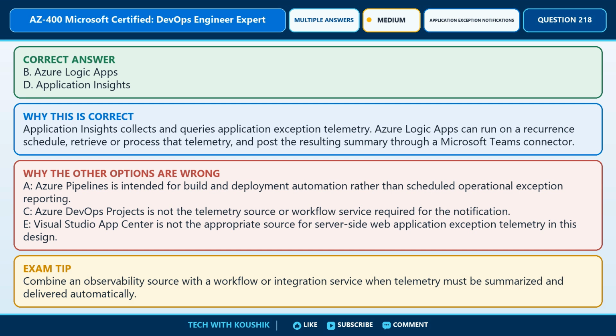A. Azure Pipelines is intended for build and deployment automation rather than scheduled operational exception reporting. C. Azure DevOps Projects is not the telemetry source or workflow service required for the notification. E. Visual Studio App Center is not the appropriate source for server-side web application exception telemetry in this design. Exam tip. Combine an observability source with a workflow or integration service when telemetry must be summarized and delivered automatically.